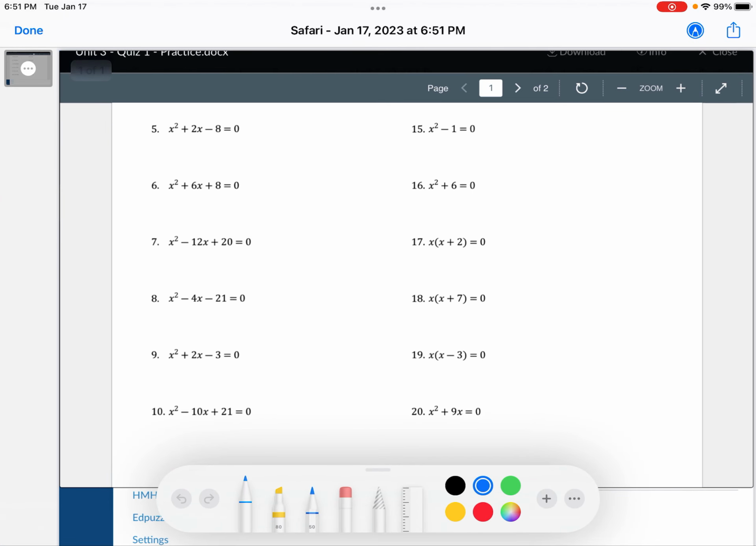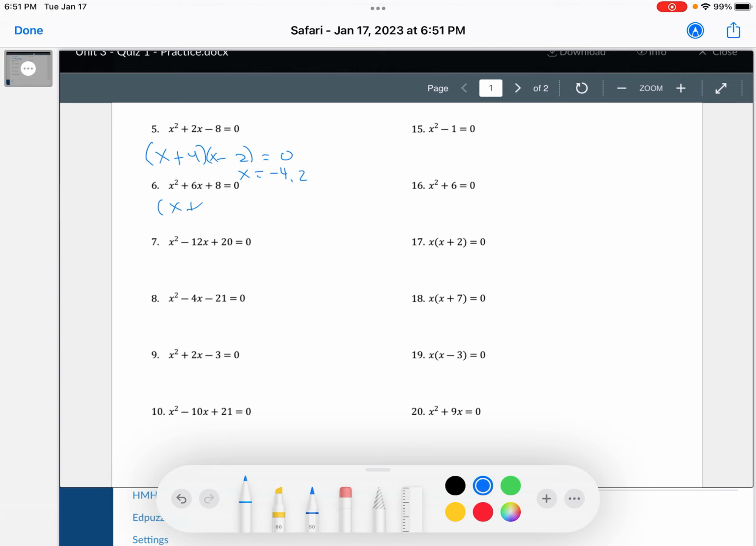Okay, -8. So I'm thinking of two numbers here, 4 and 2. Yeah, I like 4 and 2. I'm just not sure about the signs. I want it to be positive, so let's make the bigger number positive, smaller number negative. And yeah, that's going to work because 4 minus 2 is 2. 4 times -2 is -8. Solutions are -4 and 2.